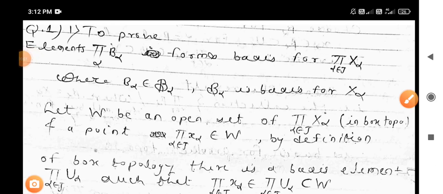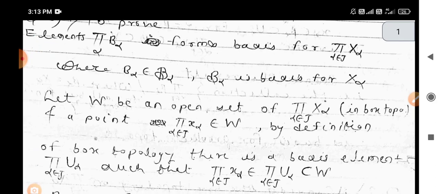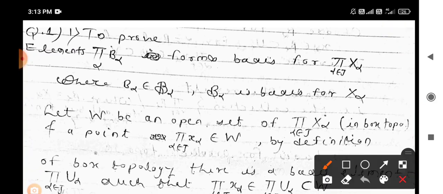Hello all of you. In the previous lecture we studied box topology and product topology. Now in this lecture we define what type of collection forms a product topology, which topology is finer and so on. Now see question number 1: we have to prove that the collection, the product of B alpha for every alpha, forms a basis for that product topology.